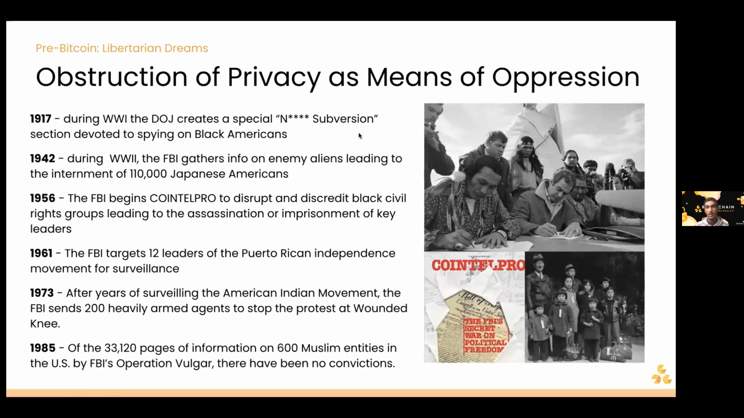There is a history in the United States, at least, of privacy being a tool for oppression. So starting all the way back from 1917, during World War I, when the DOJ created a special surveillance program for Black people in the US, all the way ranging from Operation COINTELPRO by the FBI to internment camps for Japanese citizens. And you can pretty much pick a group of people, and there's probably been a surveillance initiative by the United States government against that group of people, because we've used surveillance as a way to keep track of what people are doing. And that is an infringement on privacy.